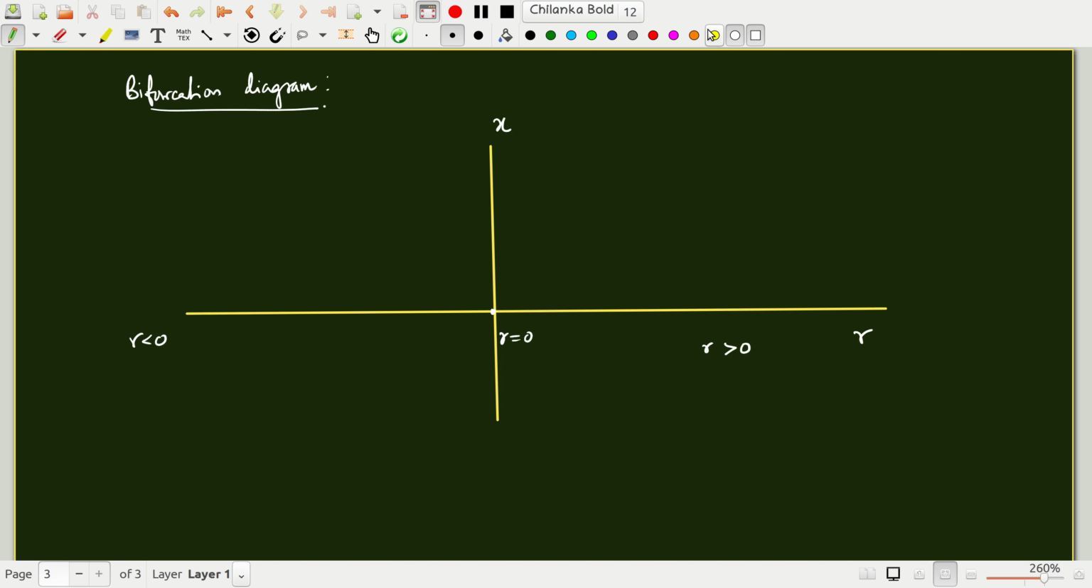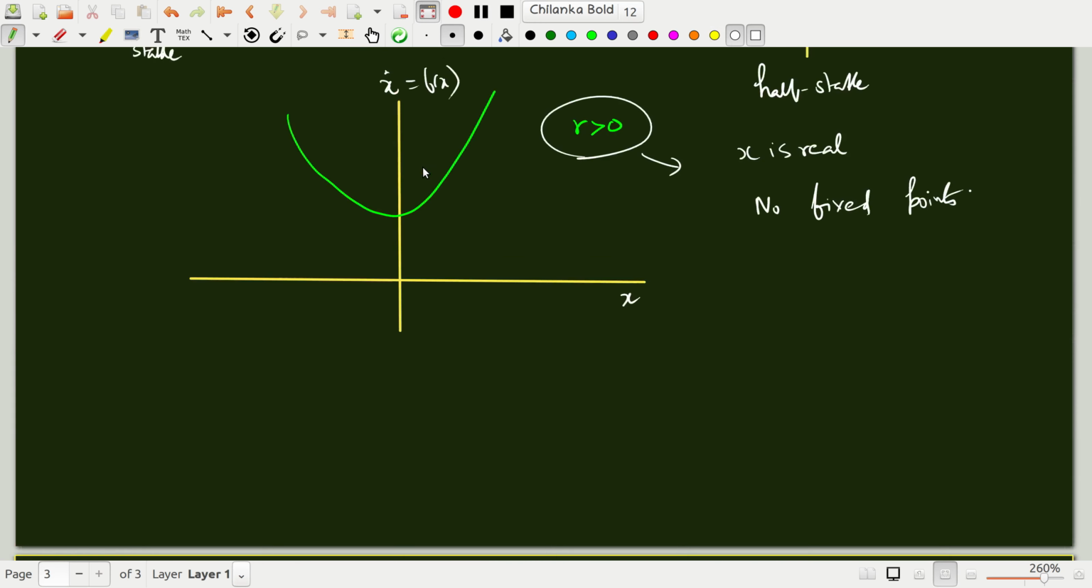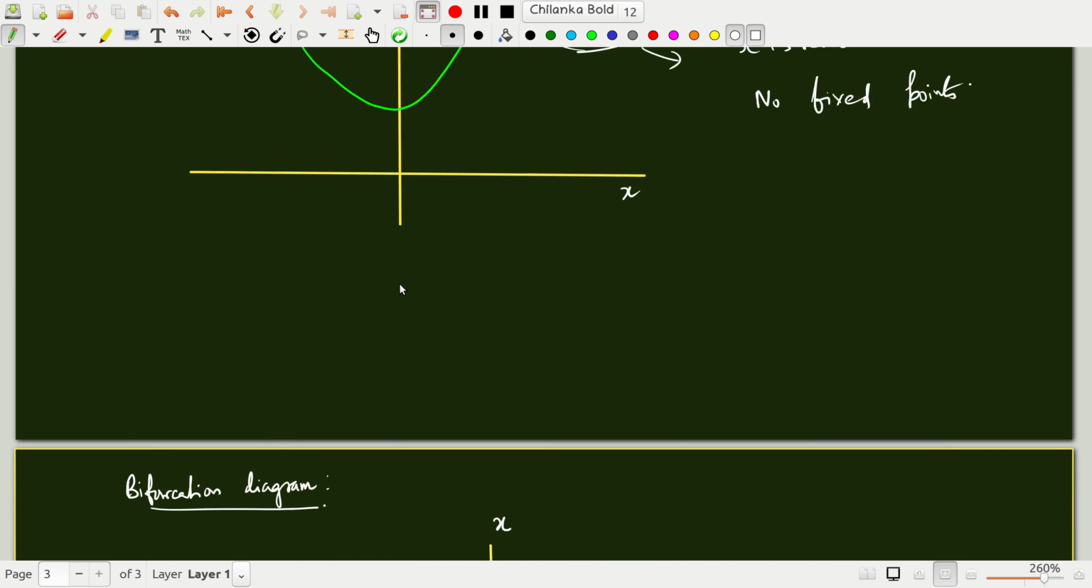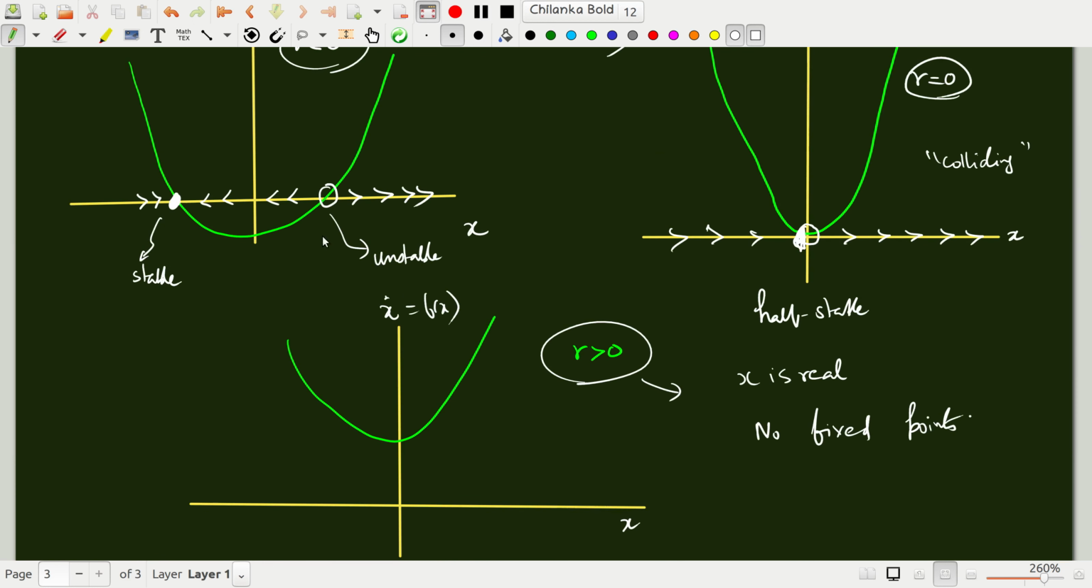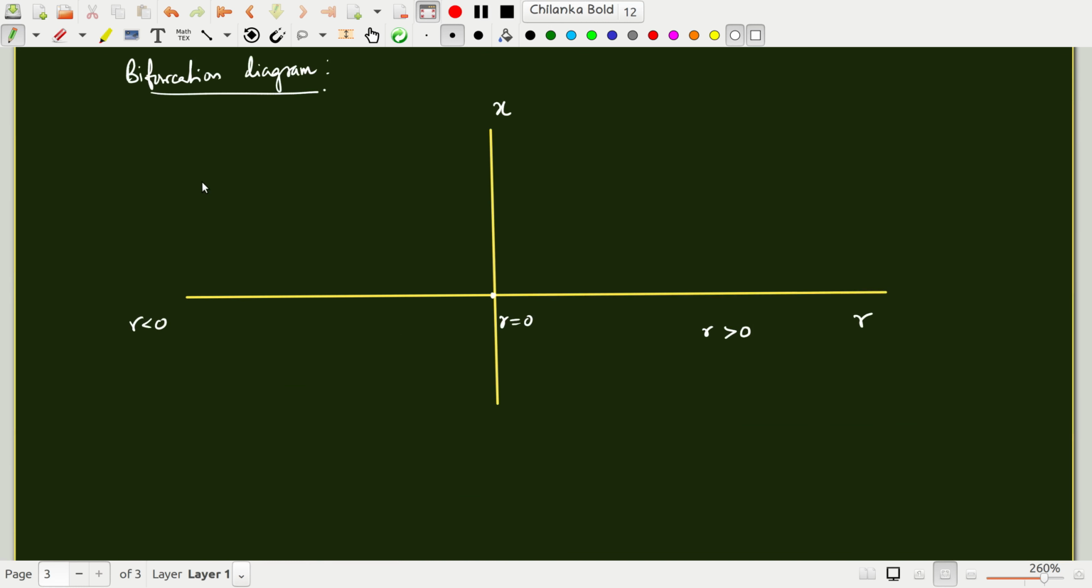Now I'm going to plot the two fixed points that we get at different values of r from such a construction. You know that the fixed point for x greater than 0 is unstable, whereas the fixed point for x less than 0 is stable. And these two fixed points will merge at r equal to 0. So let's plot this qualitatively. The unstable fixed point is denoted with a red dotted line. This is the stable fixed point.